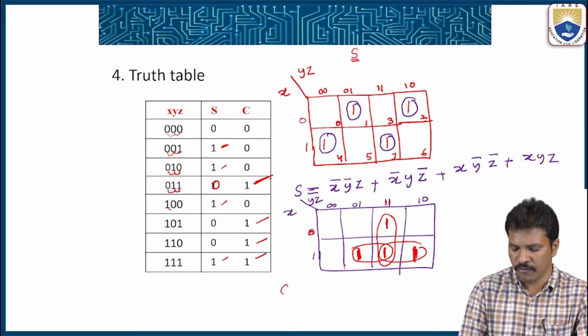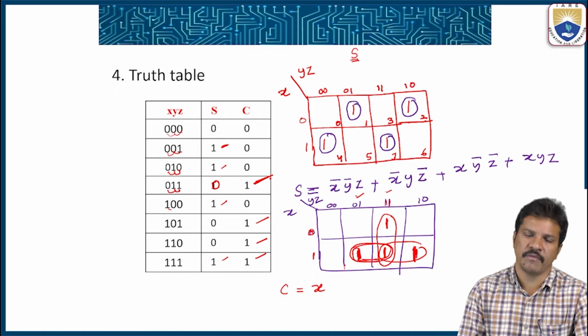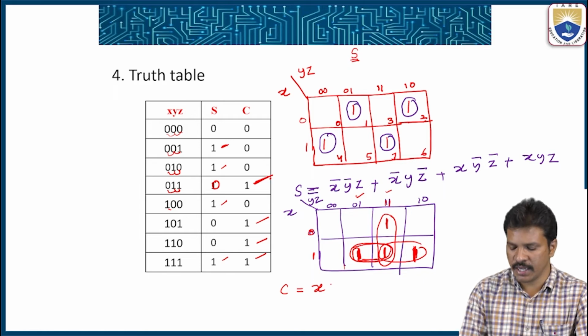So we can find out the carry expression. Let us take this one. Which row? Second row. X is equal to 1. And what are the columns covered? 2 columns are covered here, 0, 1 and 1, 1. Which one is the common logic value? 1 is the common logic. That means x, z. It is over.